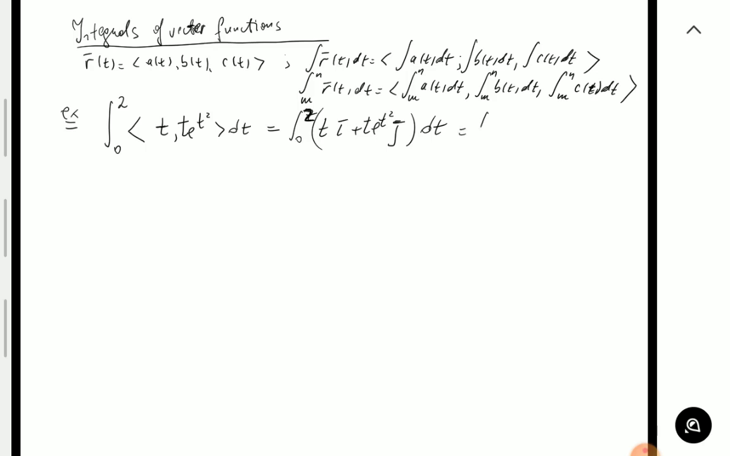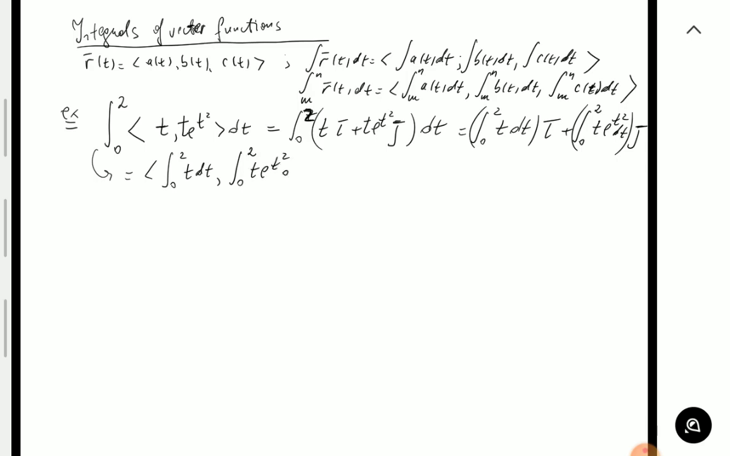It's the same idea. Whatever you're going to get for the integral from 0 to 2 of t, that's going to be your times i, and then whatever you're going to get for the second integral, that's going to be times j. So using this notation, this is going to be the integral from 0 to 2 of t dt, and the integral from 0 to 2 of t e to the t squared dt. You can write both integrals at the same time.